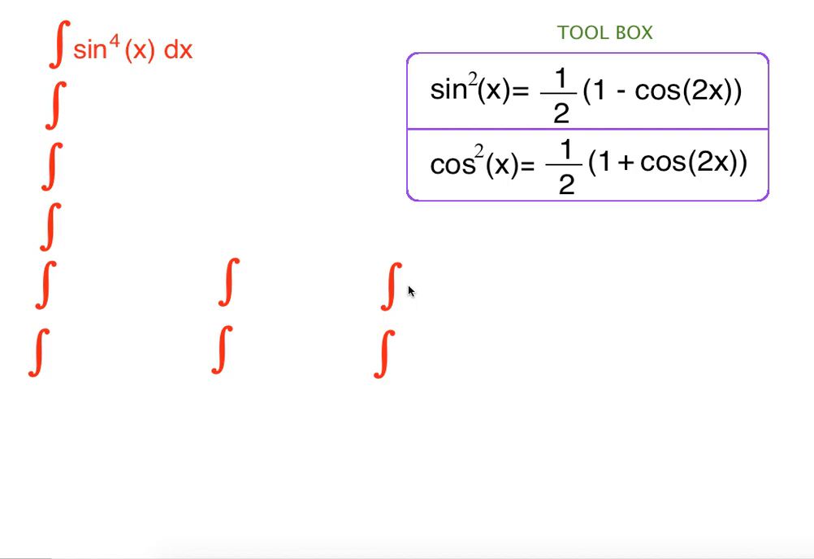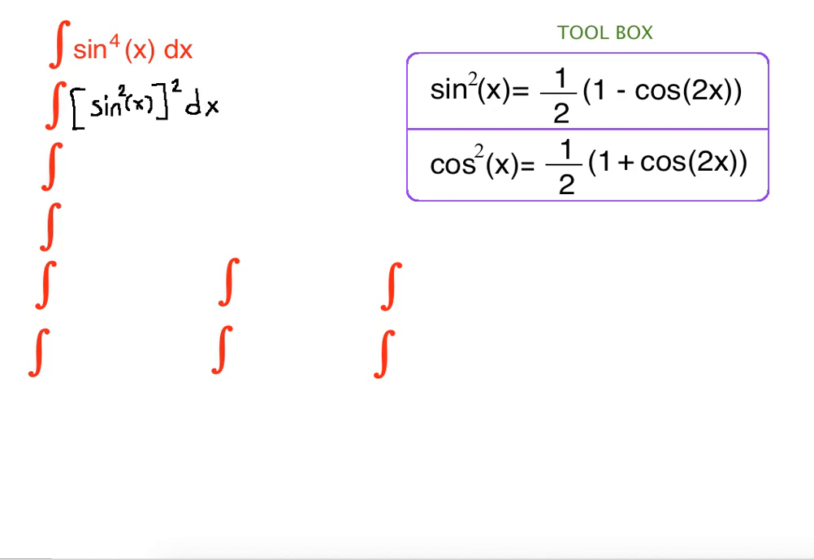Welcome everybody. In this video, we are going to integrate sine fourth of x. Sine has even power, so we are going to use half angle identity. Our plan is to break sine fourth of x into squared form. Let's start. So our first step is to rewrite sine fourth of x as sine squared of x squared dx.